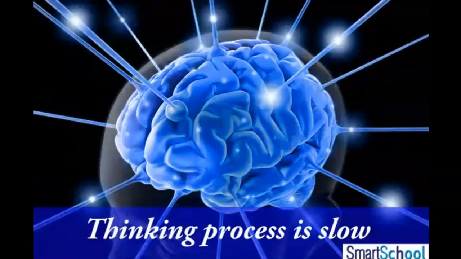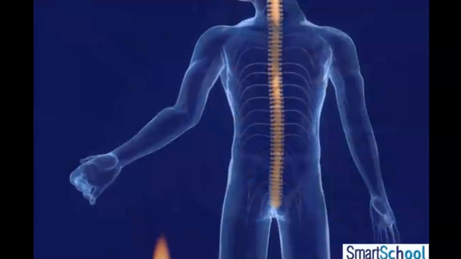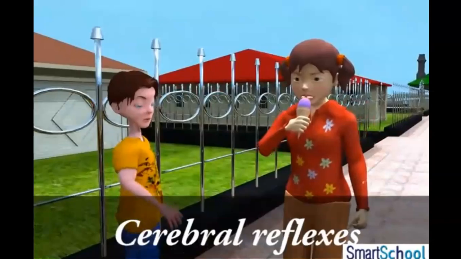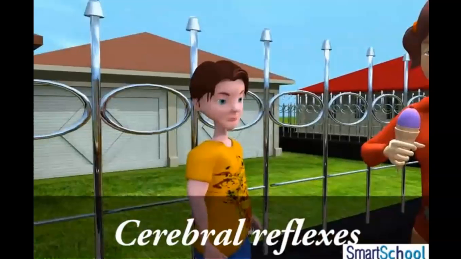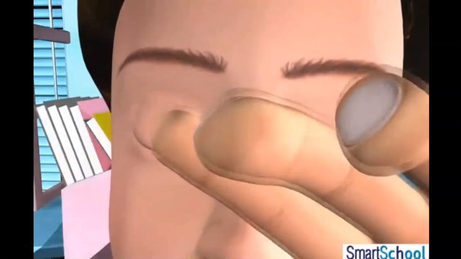Reflex arcs have evolved in animals because the thinking process of the brain is relatively slow. Reflex arcs have evolved as an efficient way of functioning in the absence of true thought processes. There are some reflexes which involve brain as well. They are termed as cerebral reflexes, for example, salivation at the sight or smell of food. Contraction of pupil of human eye in the presence of light.